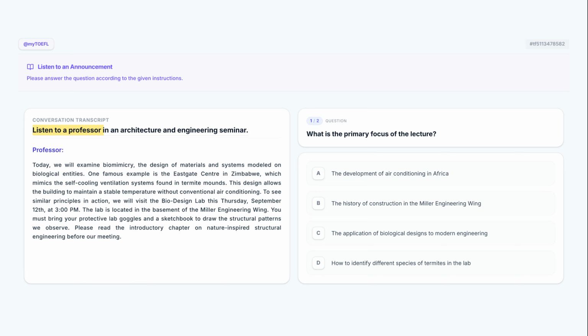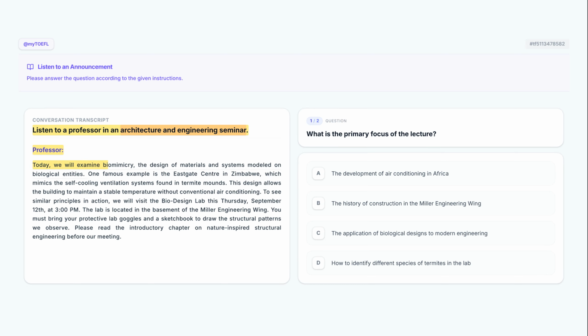Listen to a professor in an architecture and engineering seminar. Knowing this is an architecture and engineering seminar helps us anticipate technical terms related to design and structures. Professor. Since the speaker is a professor, expect a formal tone and clear instructions regarding course material or upcoming events.